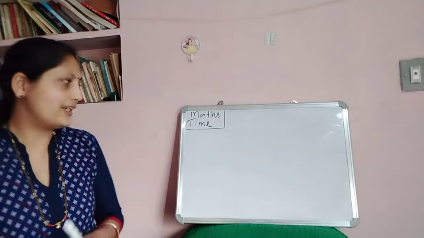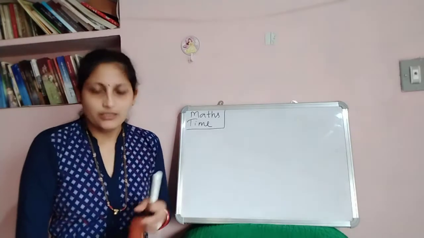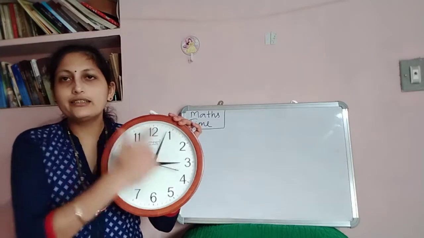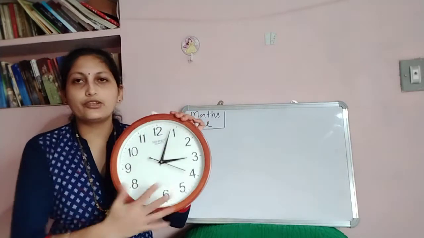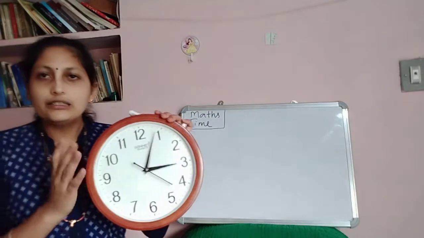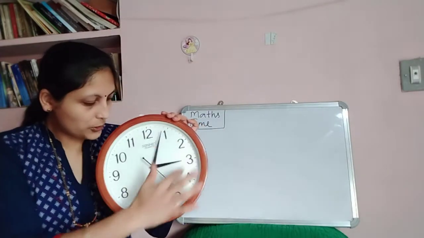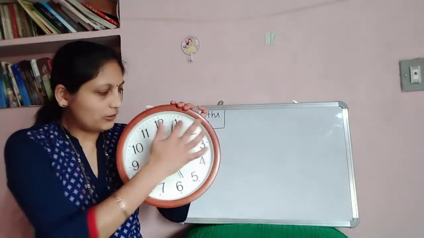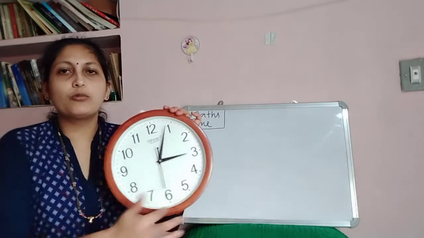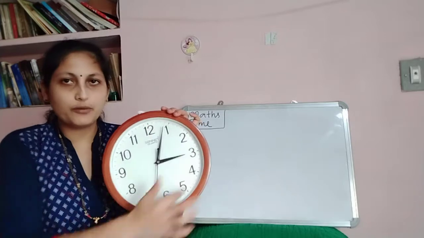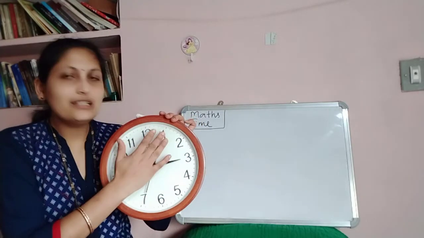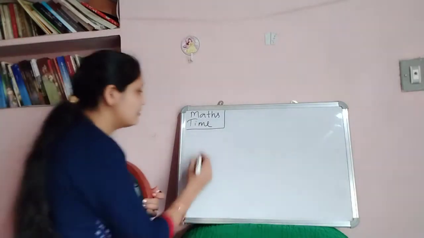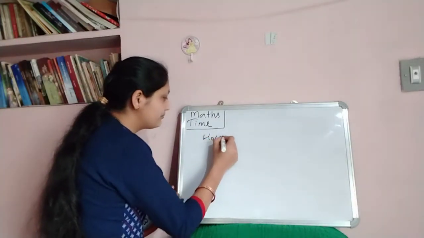First, let us see what is there in a clock. Dear children, here is a clock. You can see in this clock, this is the dial or face of the clock. In this you can see there are 12 large divisions, 1 to 12. The numbers are written from 1 to 12. These divisions represent hours.